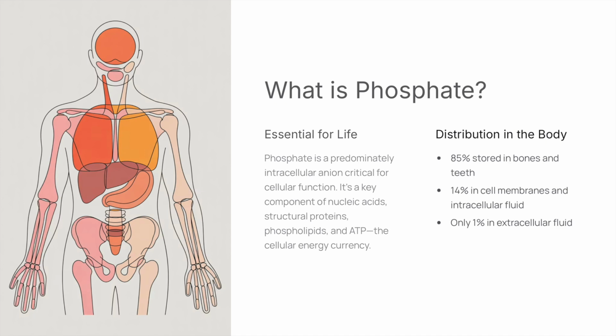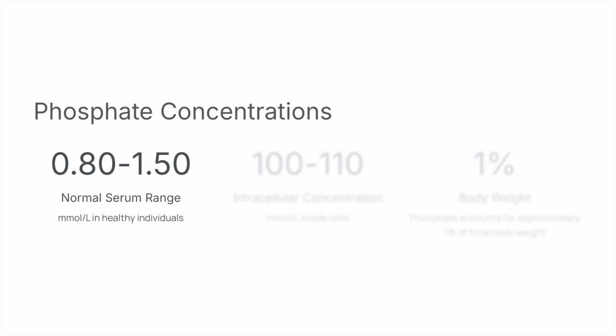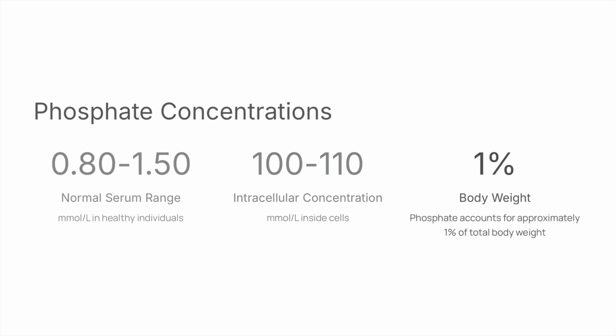So how is it distributed in the body? 85% is stored in the bones and teeth, 14% in the cell membranes and the intracellular fluid, while only 1% is present extracellularly. So in the blood we have a very low concentration, 0.8 to 1.5 millimoles per liter, while its concentration intracellularly is very high, 100 to 110 millimoles per liter.